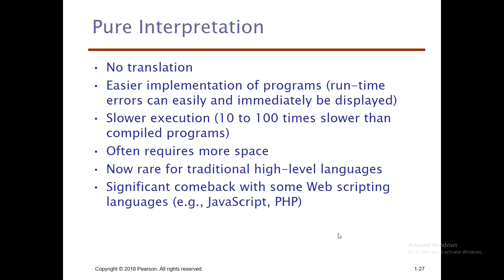So it is easier implementation of the programs. And then also runtime errors can easily be displayed, but it is slower execution, 10 to 100 times slower than compilation. Let me go back, guys, and talk about the melon example.